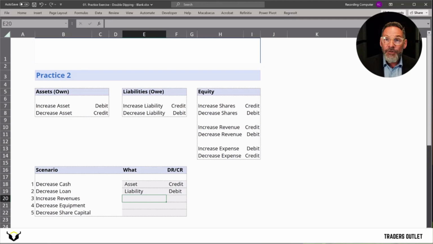Now we go to increasing revenues. Recall that revenues fall under equity. And when we increase revenues, that is a credit.